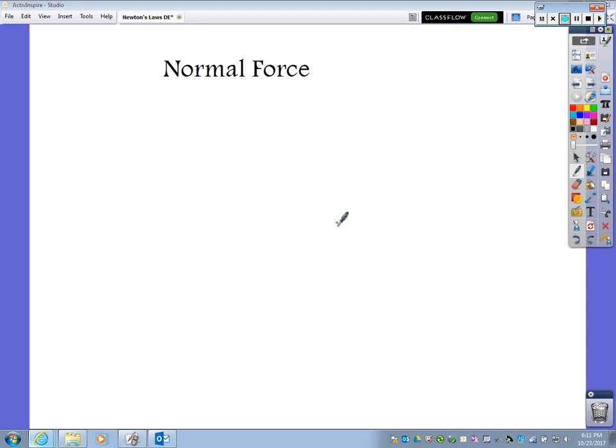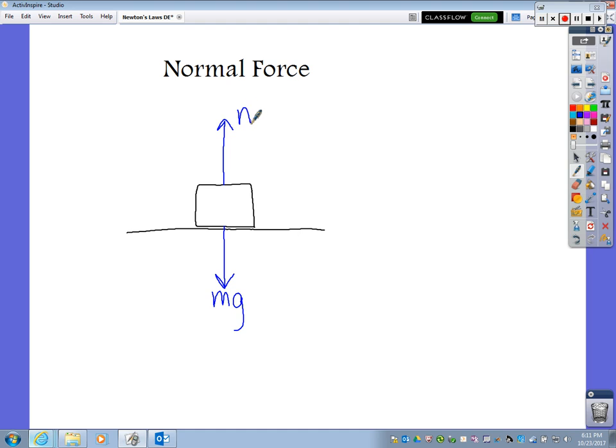Normal force. When you have an object resting on a surface, the surface exerts a force. For example, I've got a box resting on the floor. What are the forces on the box? Well, we've got gravity pulling down, call that mg, and we've got the floor pushing up on it, preventing it from falling through the floor, and we call that the normal force, N.